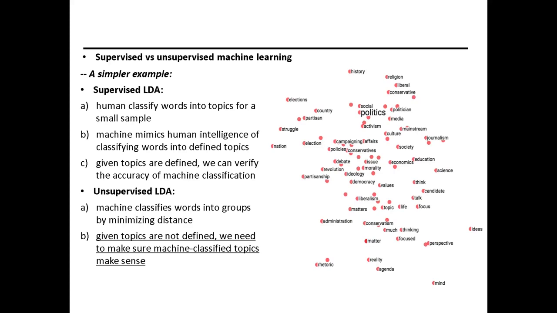So you can see the difference between the two. The first one just uses the frequency of neighboring words, clustering them together. The second one has humans reading first, and then we mimic human intelligence in grouping the topics.